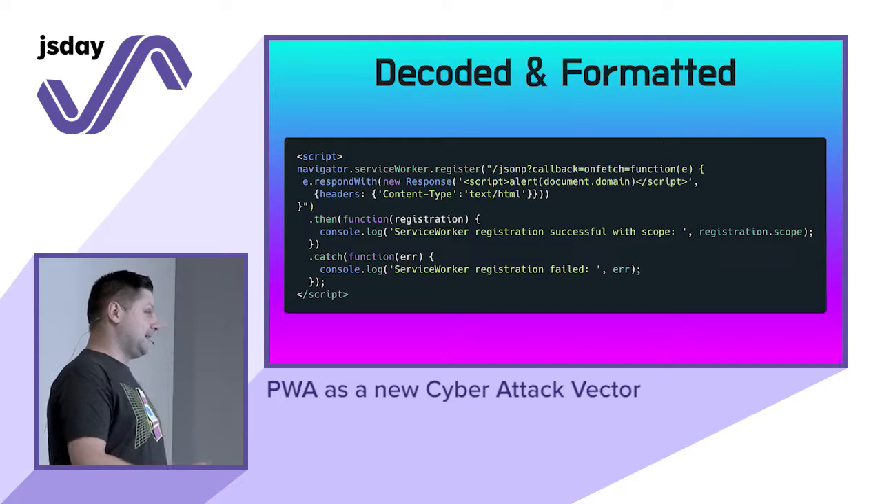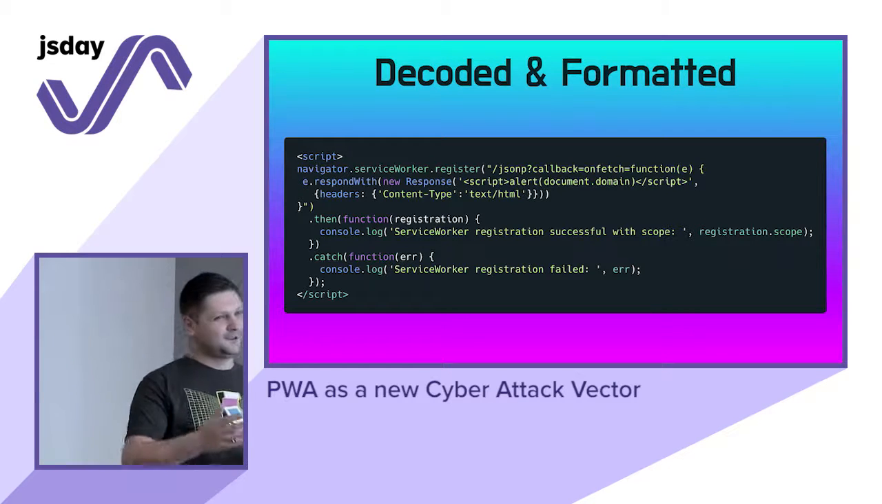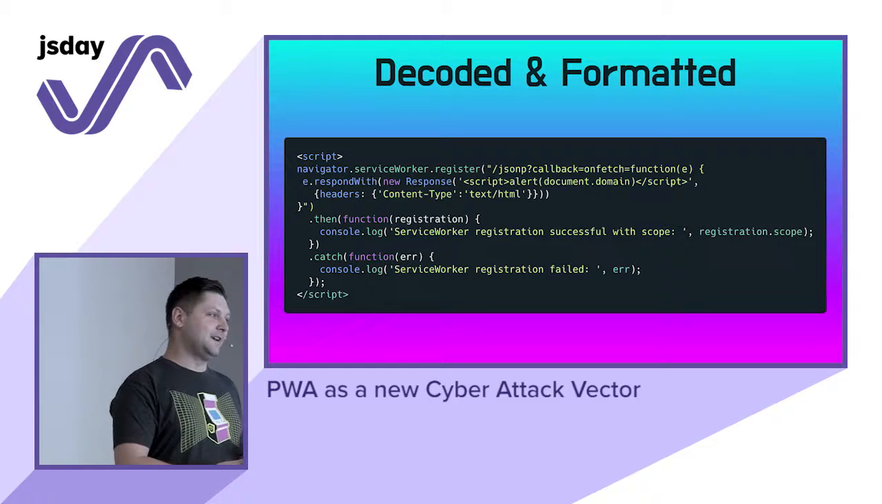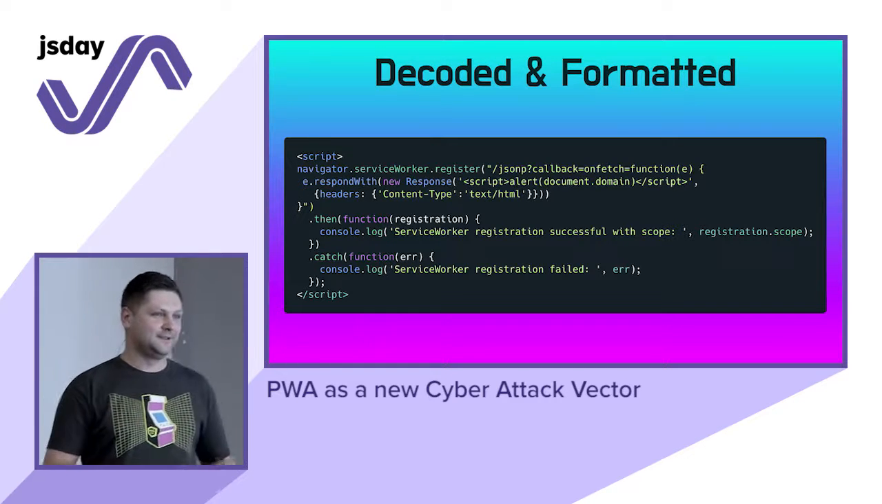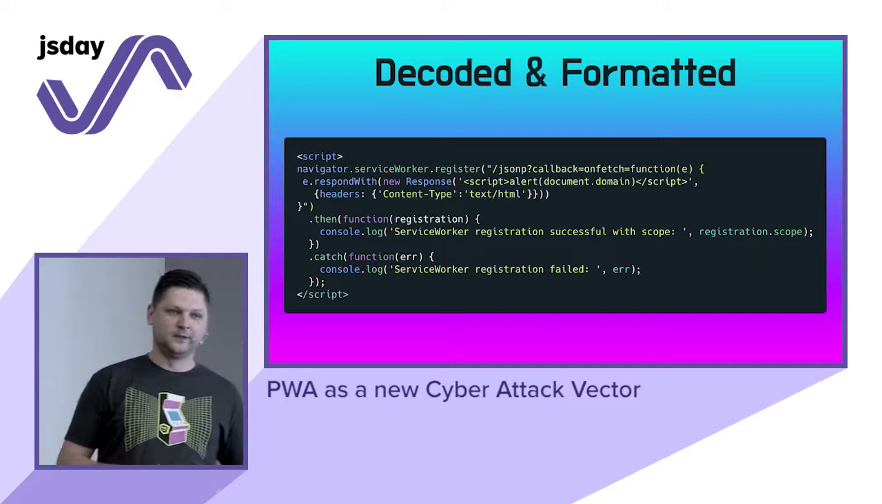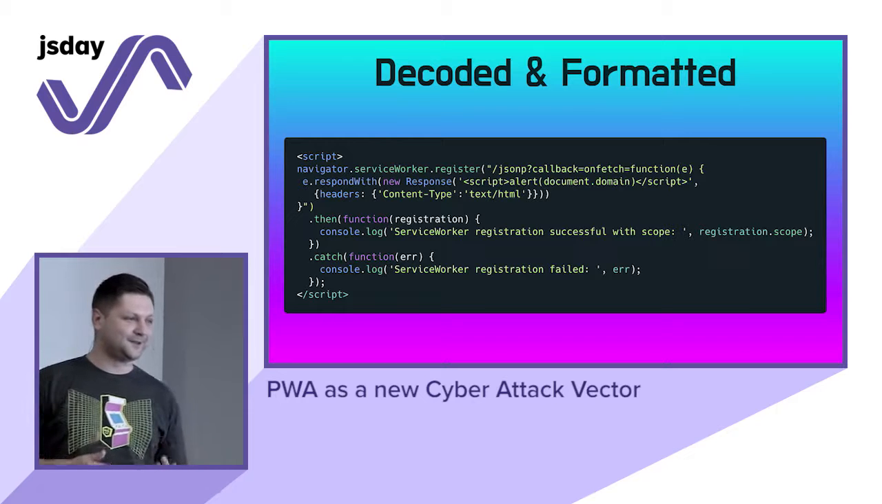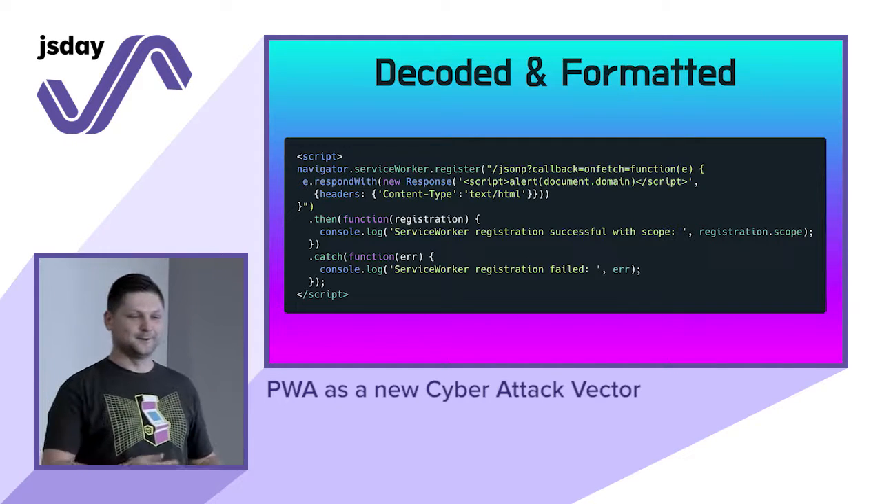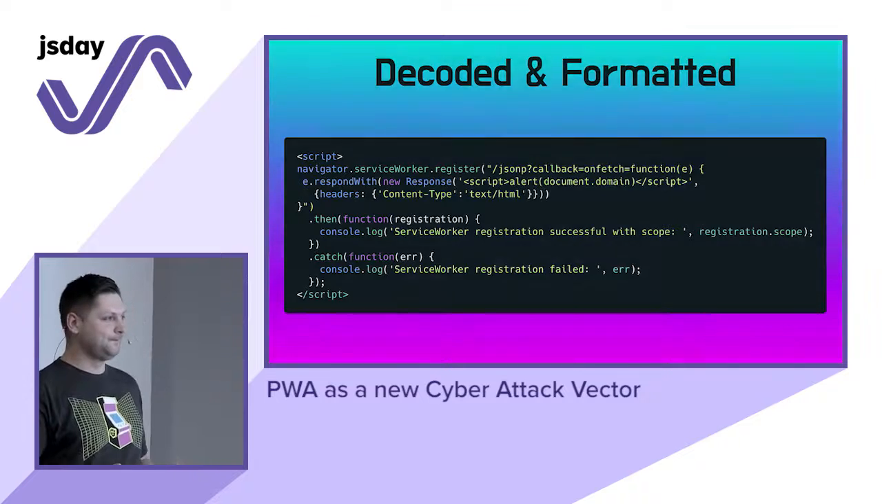So regarding all these security restrictions, certificates, same origin, it could be somehow omitted. It's just one case of how to do it. So even if your application is not a progressive web app, somebody can register a service worker for you and do some stuff.